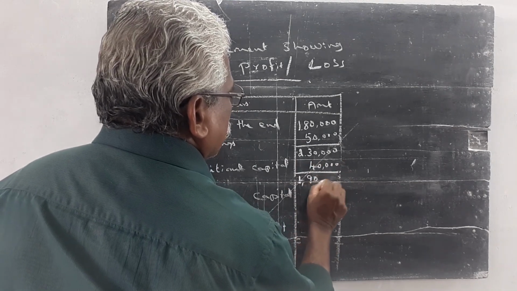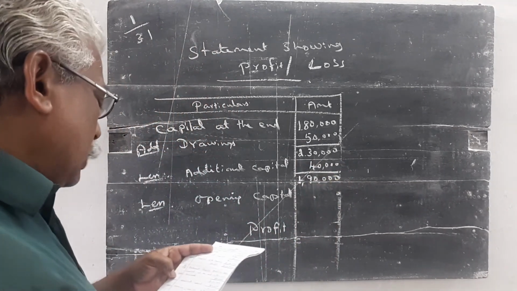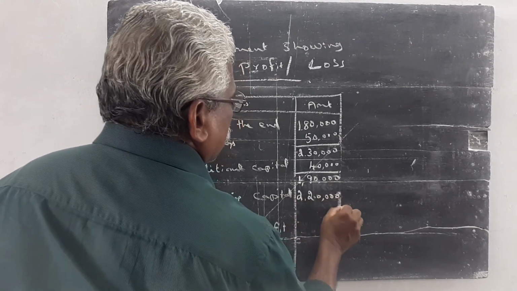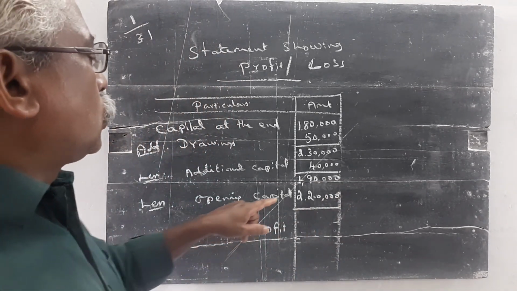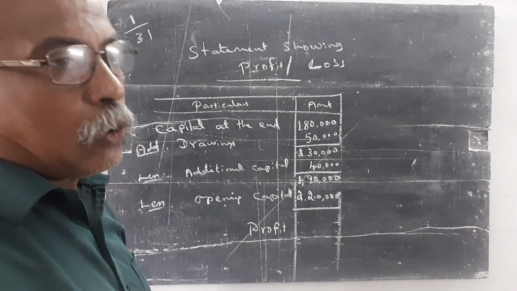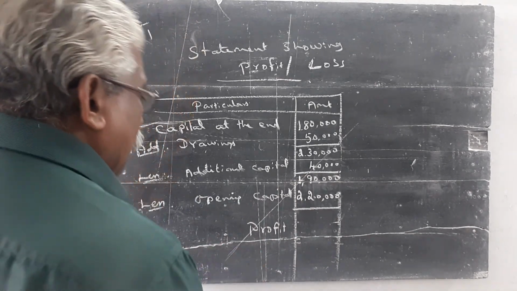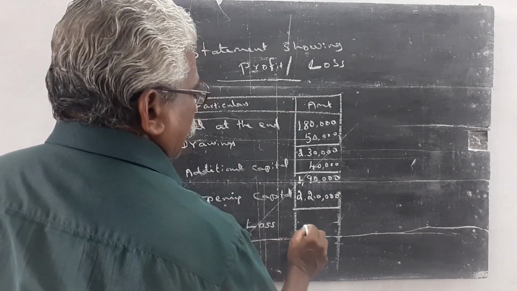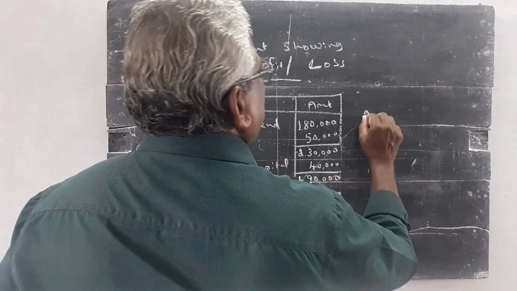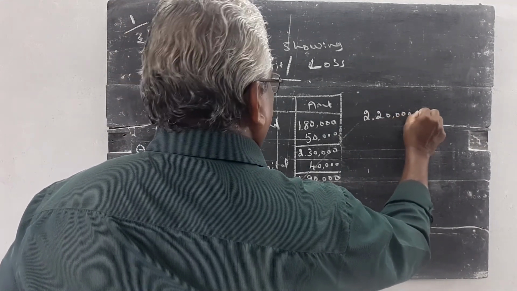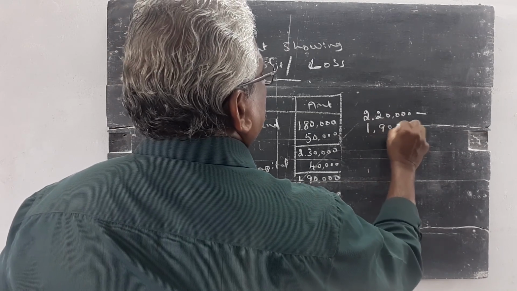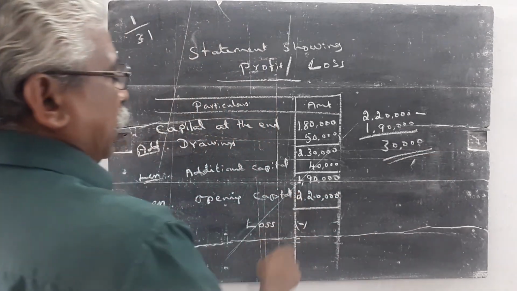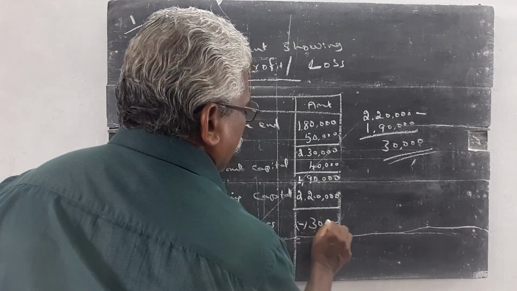2,30,000 minus 40,000 is equal to 1,90,000. Less opening capital 2,20,000. We are not able to subtract 2,20,000 from 1,90,000, so we get a minus answer. If we get a minus answer, it is a loss. 2,20,000 minus 1,90,000 is equal to 30,000. So we get a minus figure, and if you get the minus figure, it is a loss.